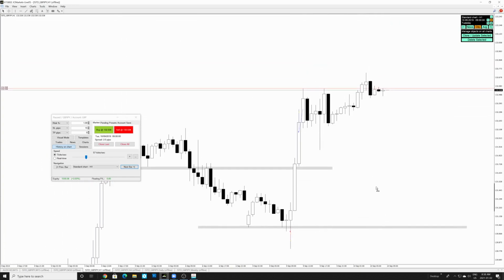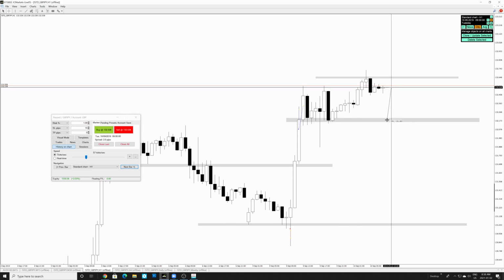So looking at the 1-hour time frame, we're basically ranging at this point. I mean, price action is not the best. We have support down over here, and we have a resistance formed right over here. It's like 35 pips, and it's not clean at all.